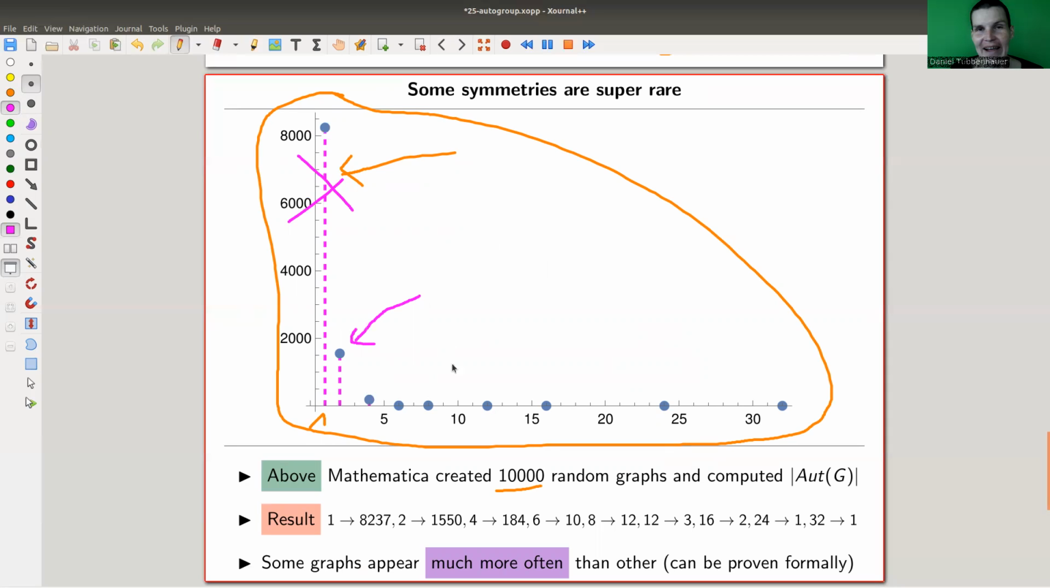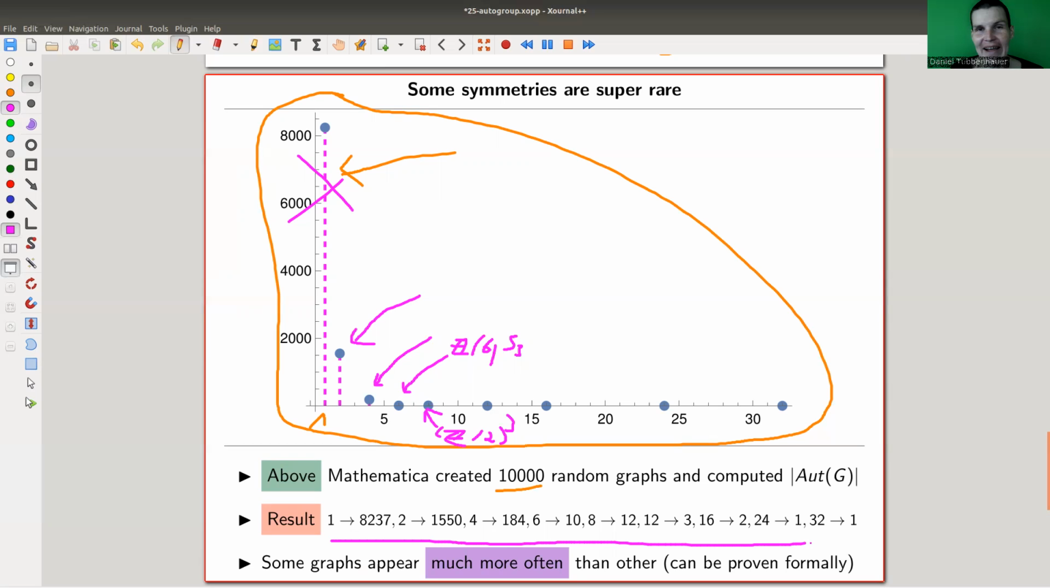A lot of graphs have actually Z mod 2. Some of them have Z mod 4, Z mod 6 for the symmetric group. So this would be Z mod 6 or S3. They appear relatively often. And here's Z mod 8, so a Z mod 2 cube, for example, and so on. So certain numbers appear way more often than others. And in my 10,000 graph example here, I have nothing with symmetry group of order 3. I have nothing with symmetry group of order 5. I have nothing with symmetry group of order 7, and so on.